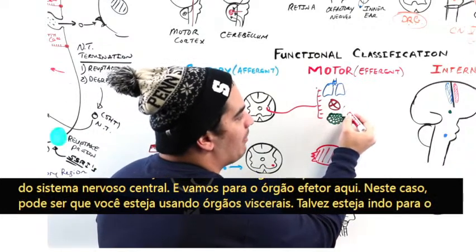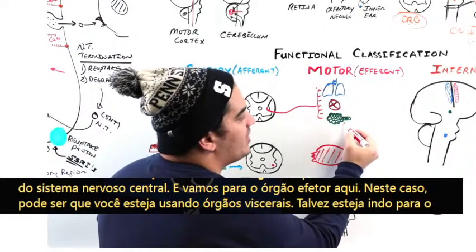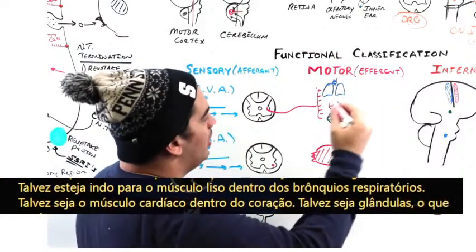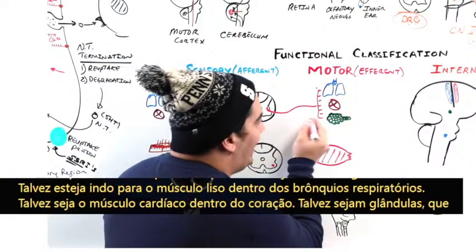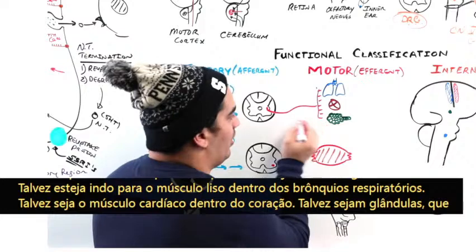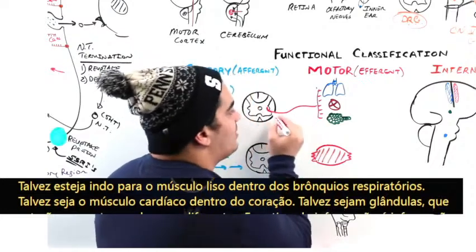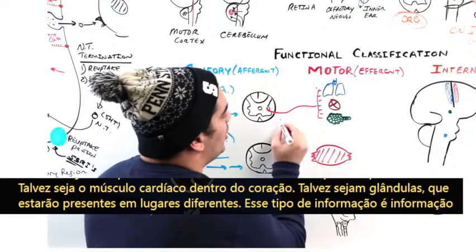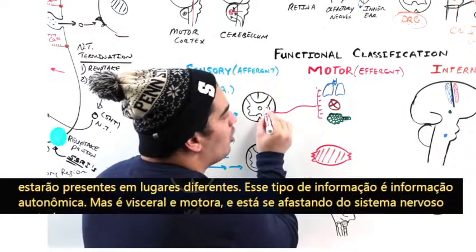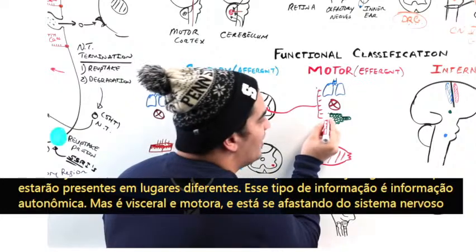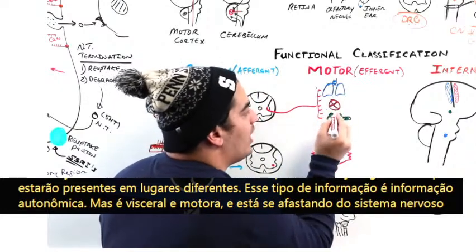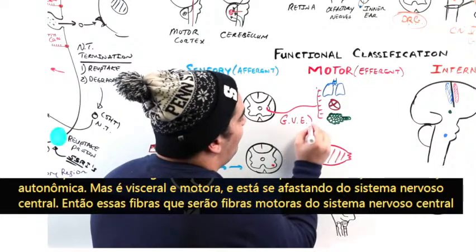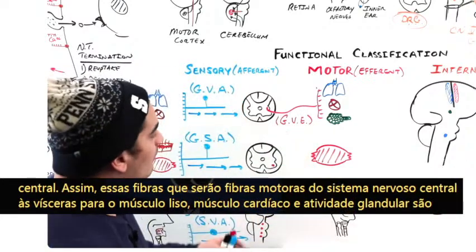Maybe it's going to the cardiac muscle within the heart. Maybe it's going to glands, which are going to be present all in different places. That type of information is autonomic information, but it's visceral and it's motor and it's going away from the central nervous system. So these fibers that are going to be motor fibers from the central nervous system to viscera for smooth muscle, cardiac muscle, and gland activity are called general visceral efferent neurons.